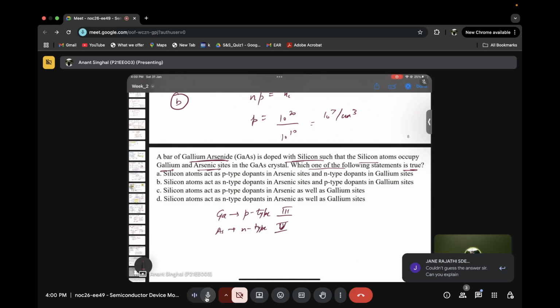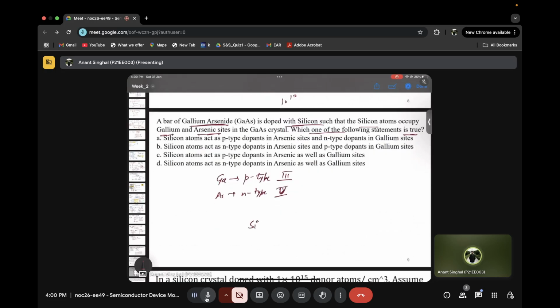Yeah, sure. Let's try that. Let's say we try to make a structure. We have the silicon, and let's say gallium and arsenic. Gallium has three valence electrons, so it requires one more, and arsenic has five. To fulfill this, silicon can give its electron to the gallium. So silicon can act as an n-type dopant for gallium.